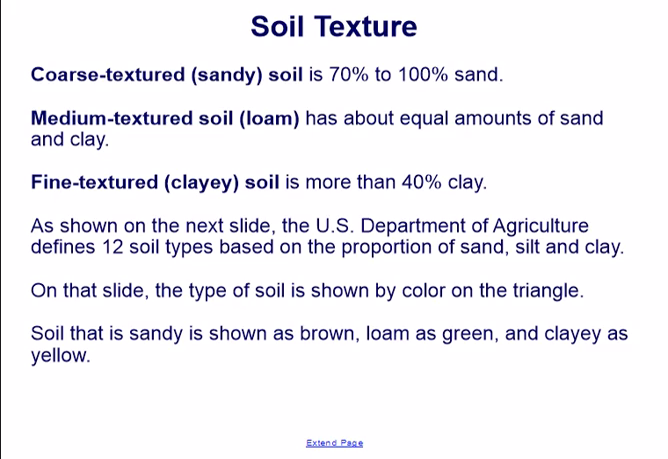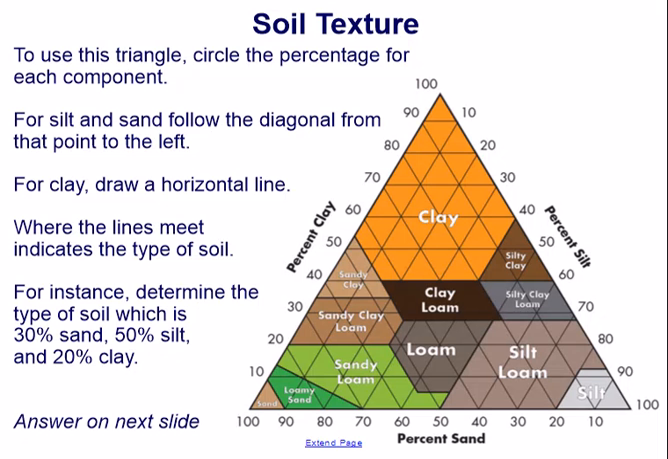As shown on the next slide, the U.S. Department of Agriculture defines 12 soil types based on the proportion of sand, silt, and clay. On that slide, the type of soil is shown by color on the triangle. Soil that is sandy is shown as brown, loam as green, and clayey as yellow. To use this triangle, circle the percentage for each component. For silt and sand, follow the diagonal from that point to the left. For clay, draw a horizontal line. Where the lines meet indicates the type of soil.